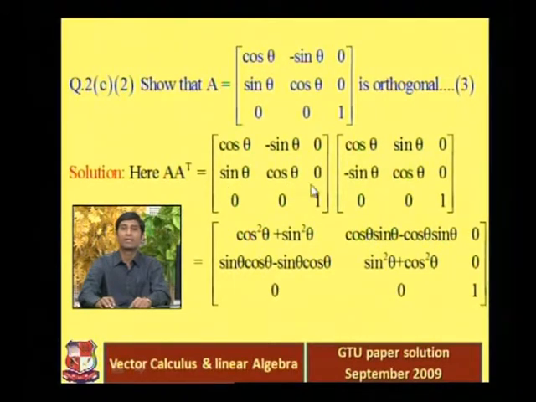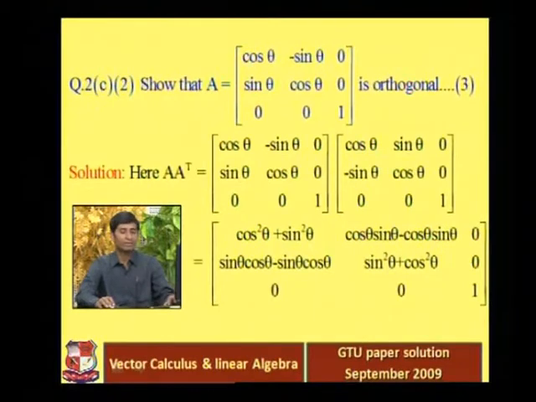pick up the second row and multiply with each column. You will get sin theta cos theta minus cos theta sin theta, then sin square theta plus cos square theta, and then 0. And for the last row, similarly pick up the third row of the first matrix and multiply with each column of the second matrix. You will get 0 0 1. We know that cos square theta plus sin square theta is 1, so you get 1 here, this is also 1, these two terms become 0, and this is 1.